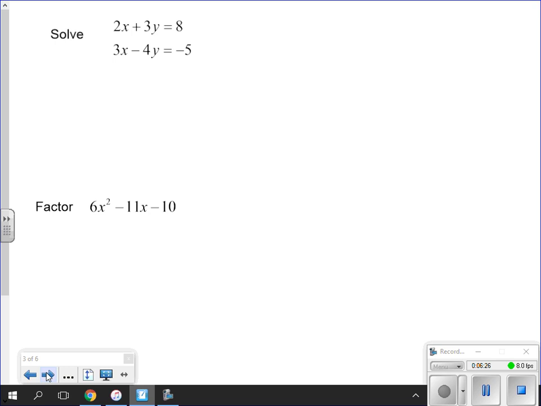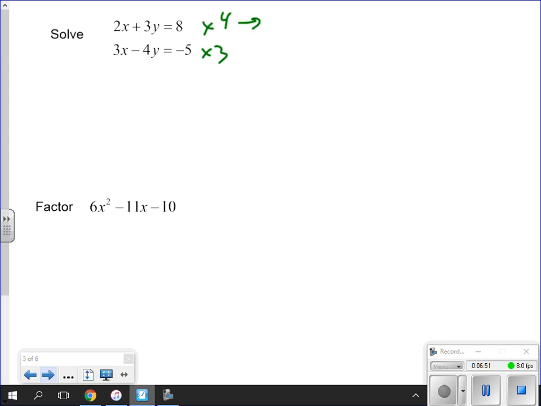That works. But I also already have a positive here and a negative here, so I'm going to get rid of my y's. So I multiply the top equation by 4 and the bottom equation by 3. Do you see where the 4 and the 3 came from? That's where they came from. I use the numbers in front of the y's, and I just flip them over.